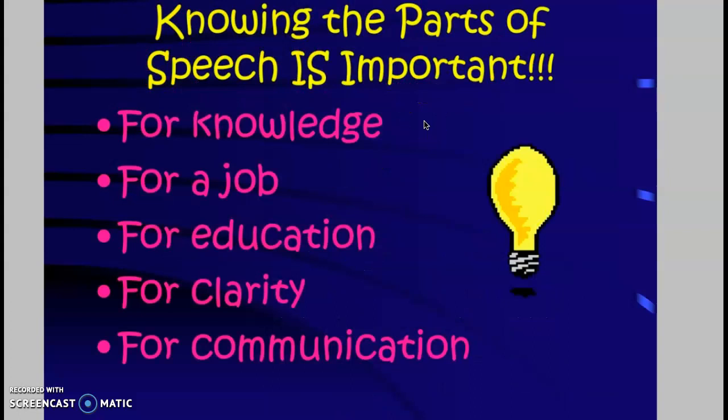Okay, and to wrap up today, you guys keep asking me, why do we keep doing parts of speech so much? Well, knowing the parts of speech is important for a numerous amount of reasons. Okay, for pure knowledge and understanding how to use them, when to use them, identifying them in writing. You're going to need them for a future job, obviously for education you're in now, for clarity within your writing, and for communication. We use it most importantly. I really want to highlight this communication part because we use it in speaking a lot. We use it to get our point across to another person or to the reader.